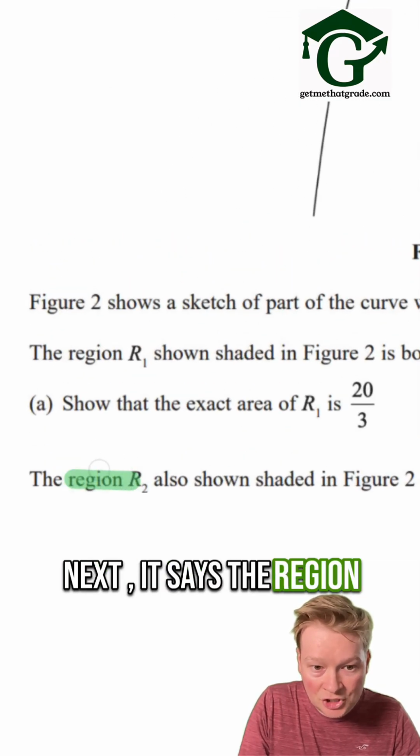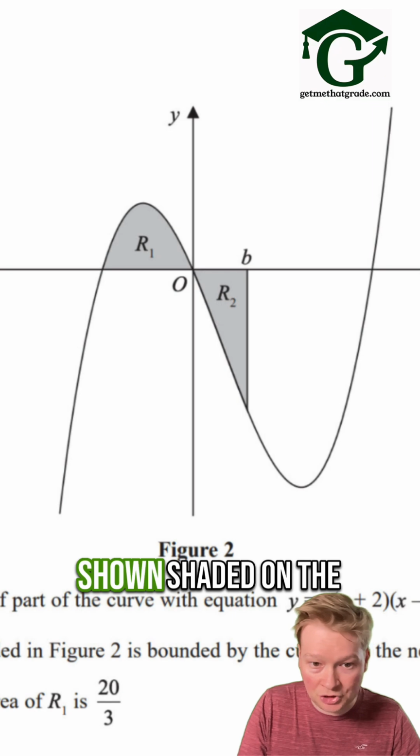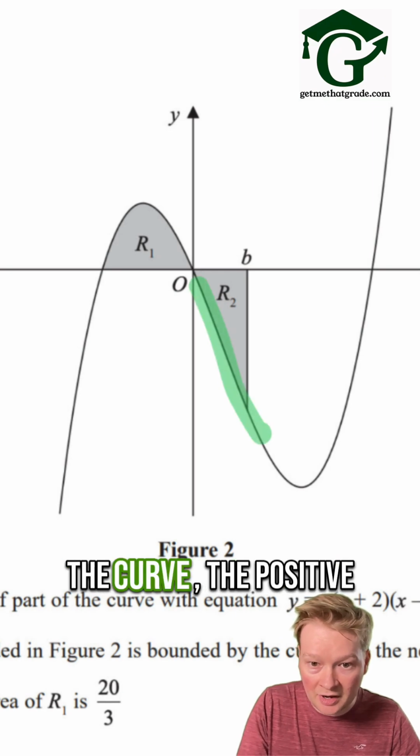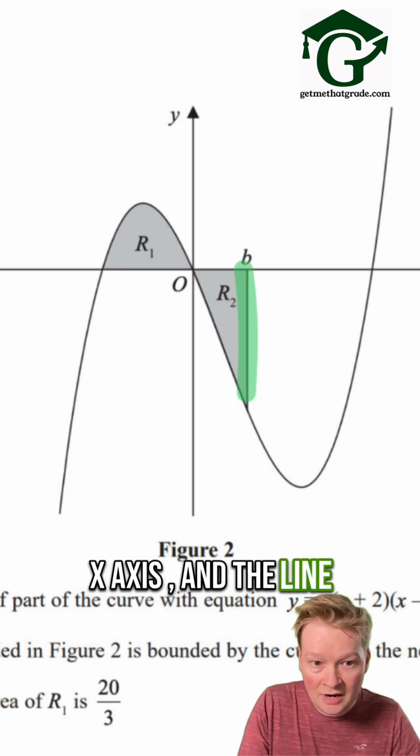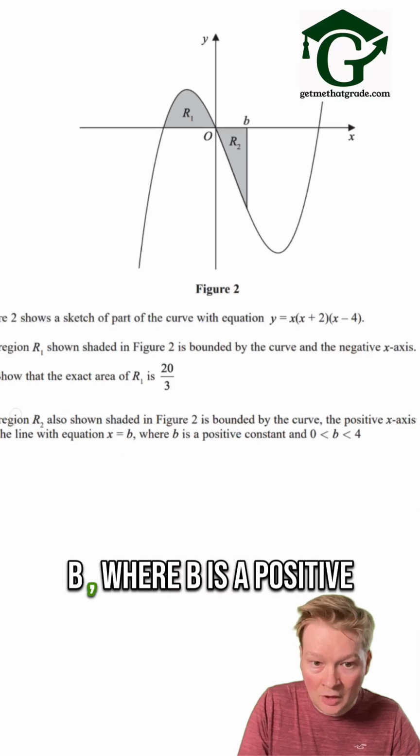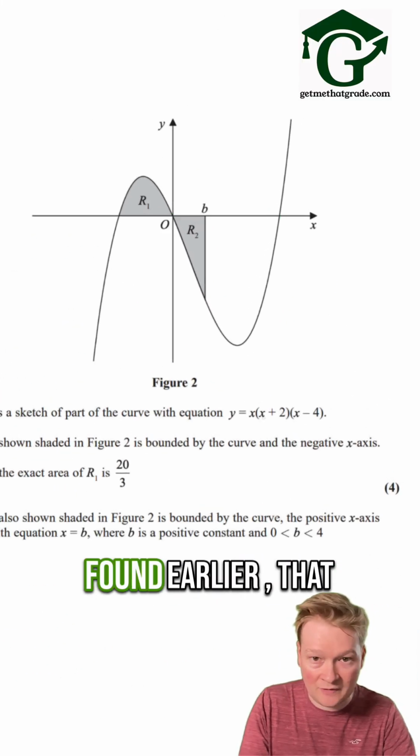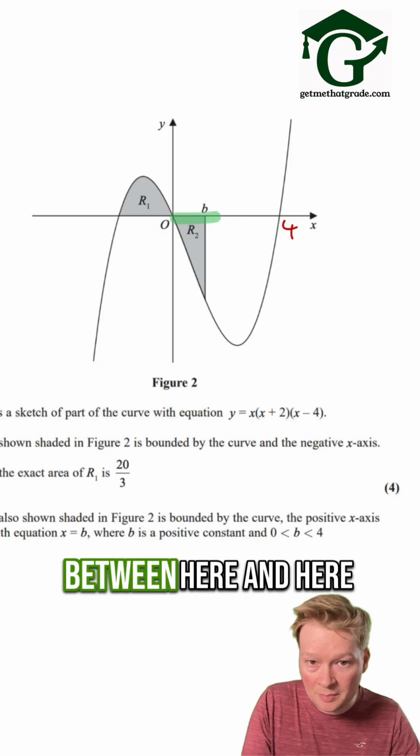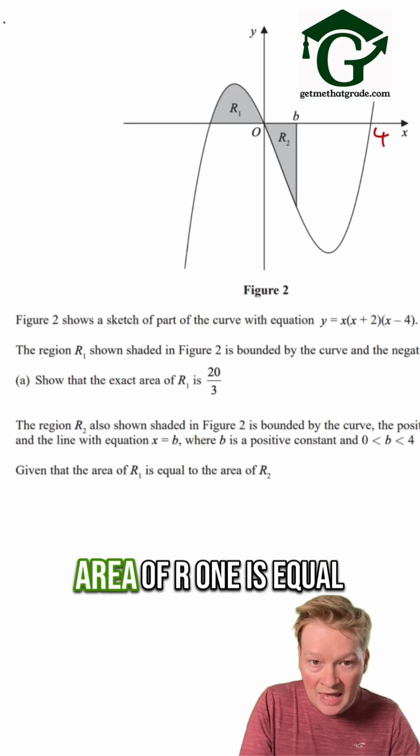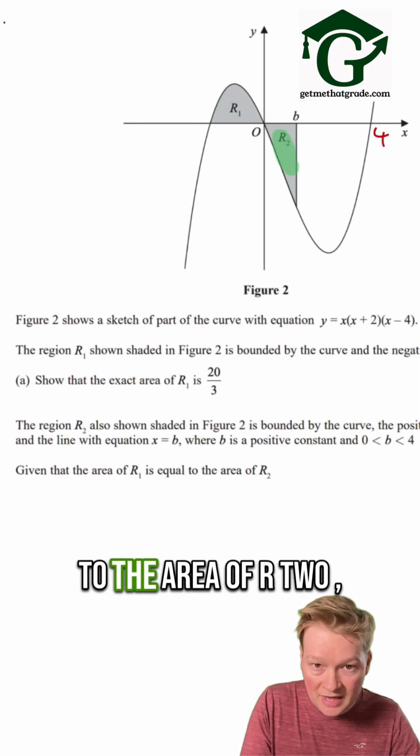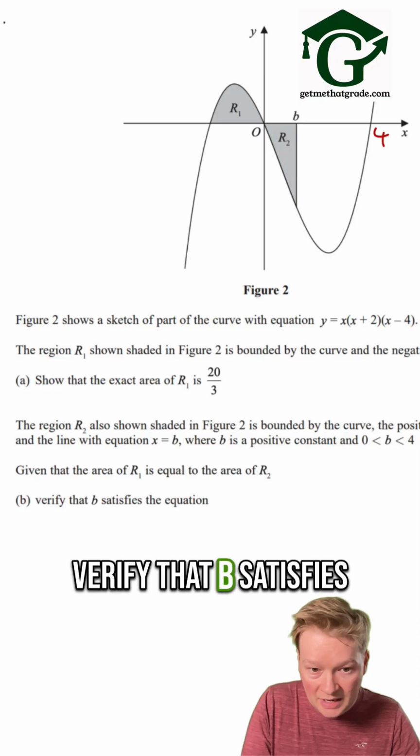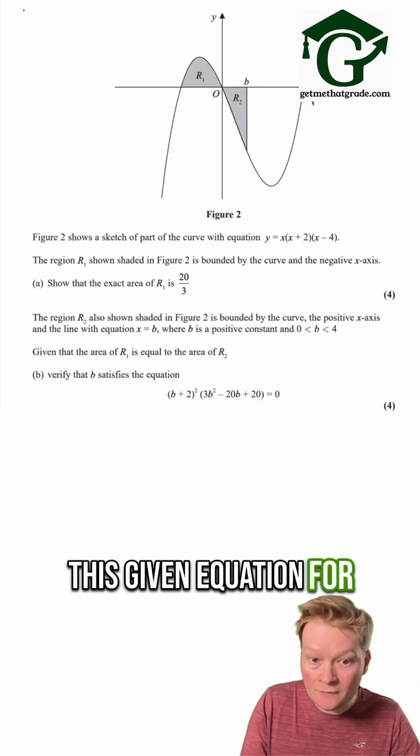Next, it says the region R2, that's this region here, also shown shaded on the figure, is bounded by the curve, the positive x-axis, and the line with equation x equals b, where b is a positive constant and b is between 0 and, remember this value here that we found earlier, that was 4. So b is somewhere between here and here. It says given that the area of R1 is equal to the area of R2, verify that b satisfies this given equation for 4 marks.